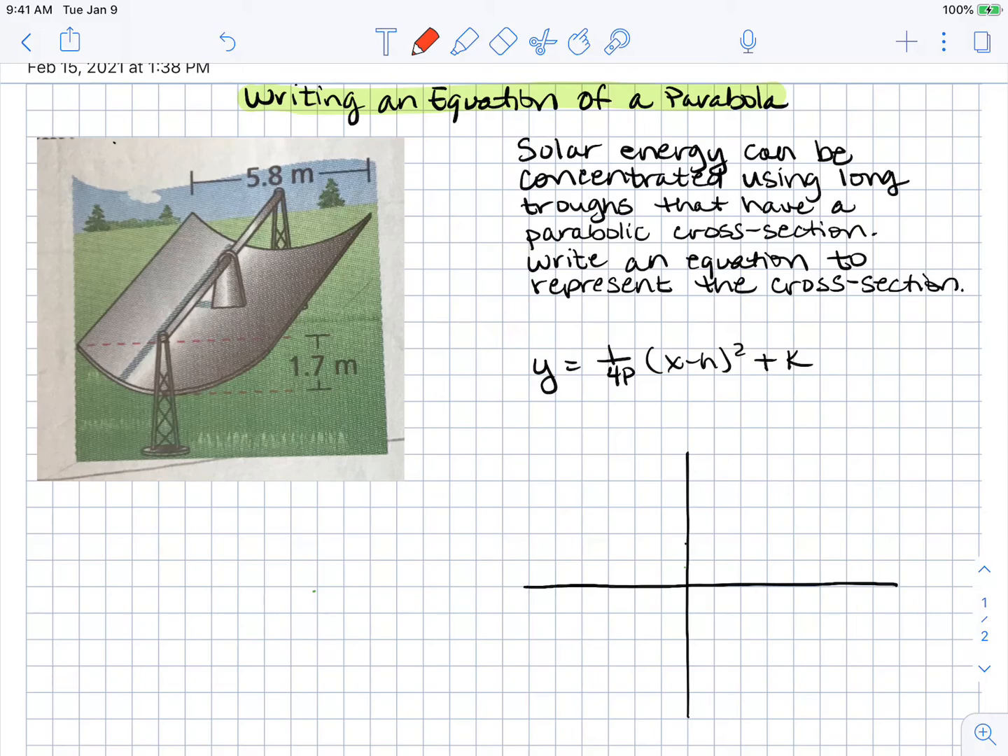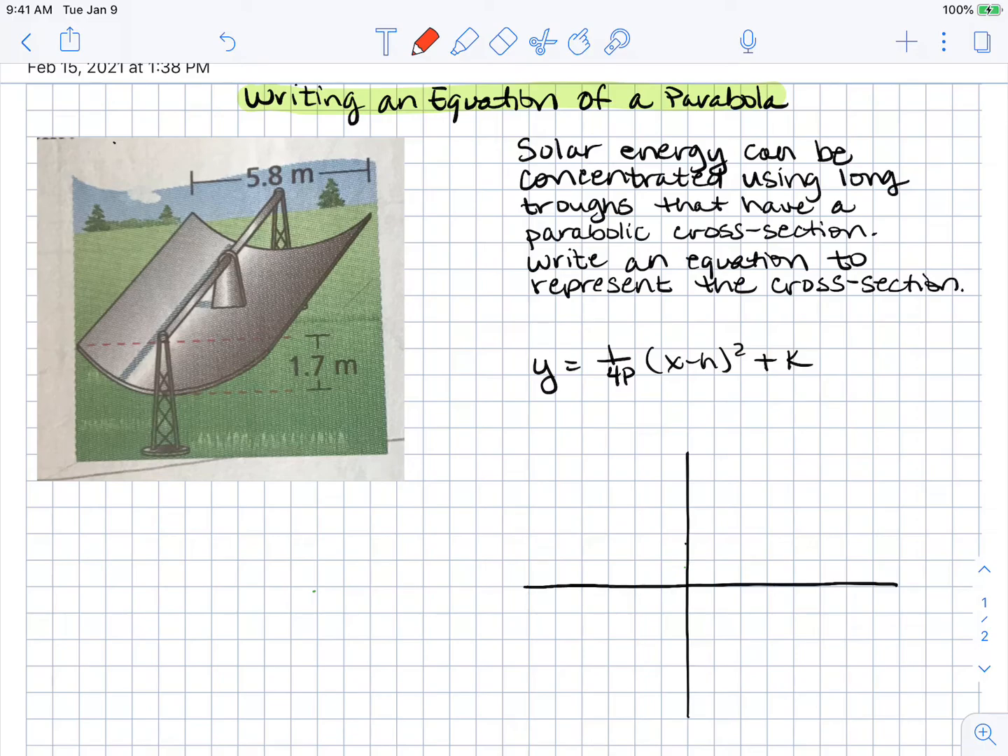Okay, we're going to write an equation of a parabola given a real world situation. The first thing I'm going to do is talk about what the problem is asking us. So in the problem, it's saying that solar energy can be concentrated using a long trough that has a parabolic cross section. And then they want us to write an equation that represents this cross section.